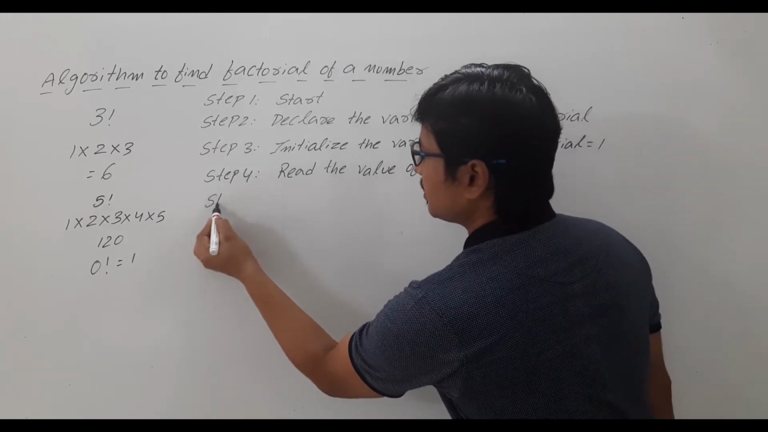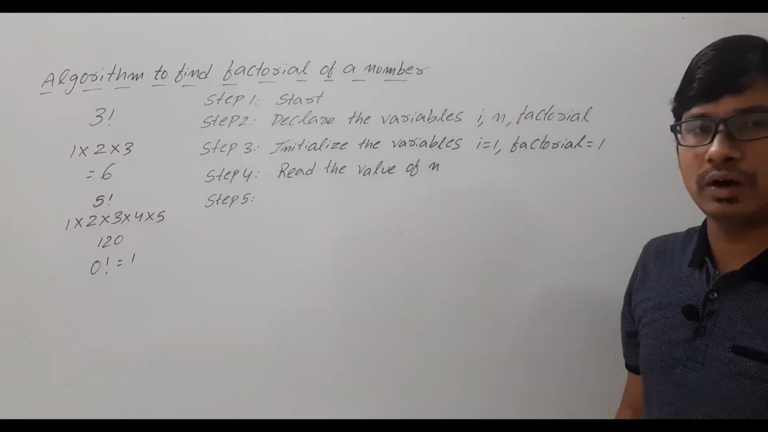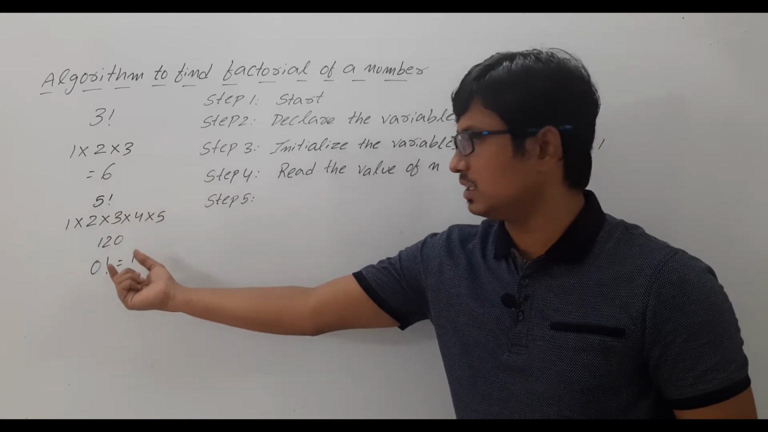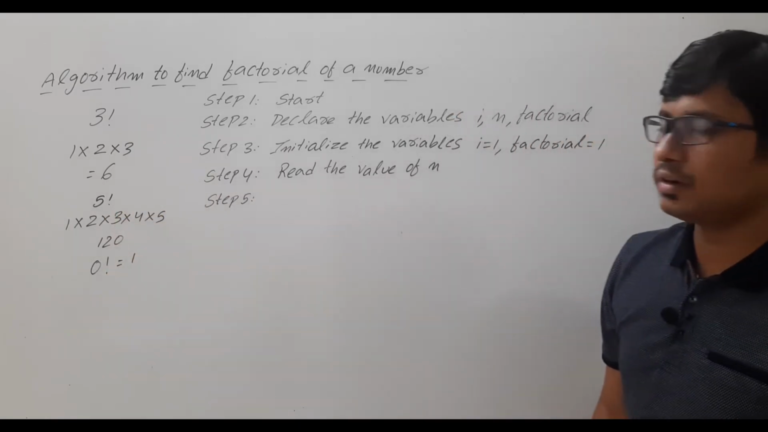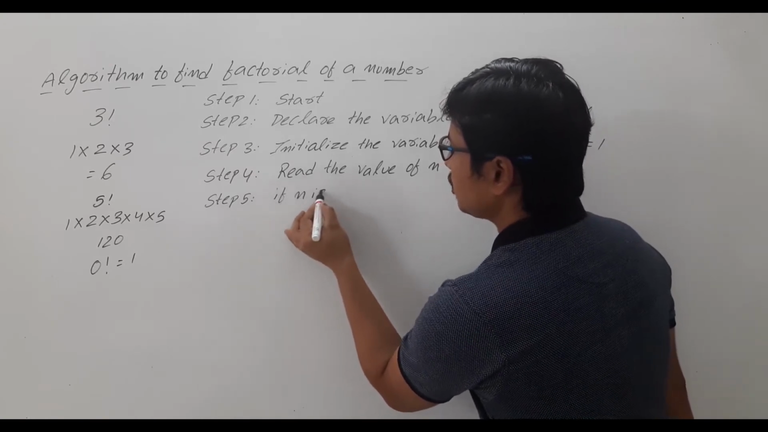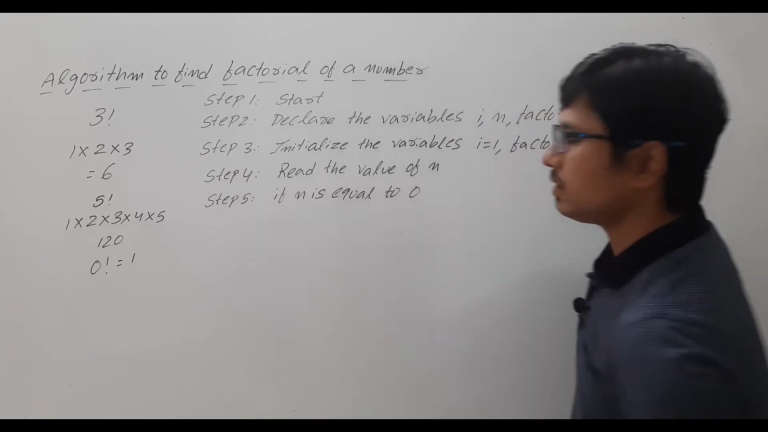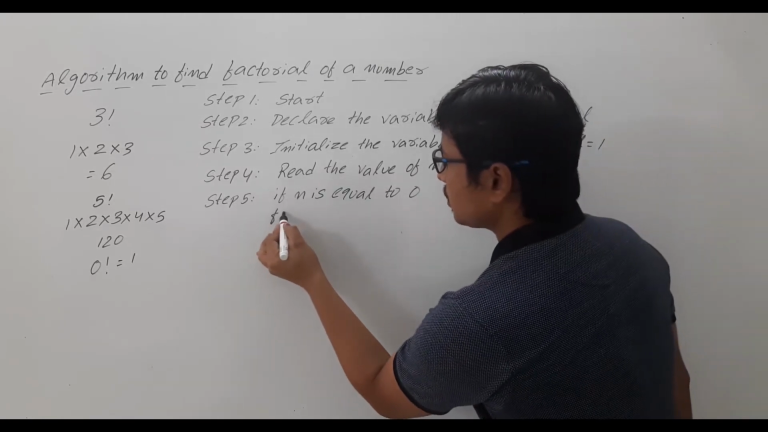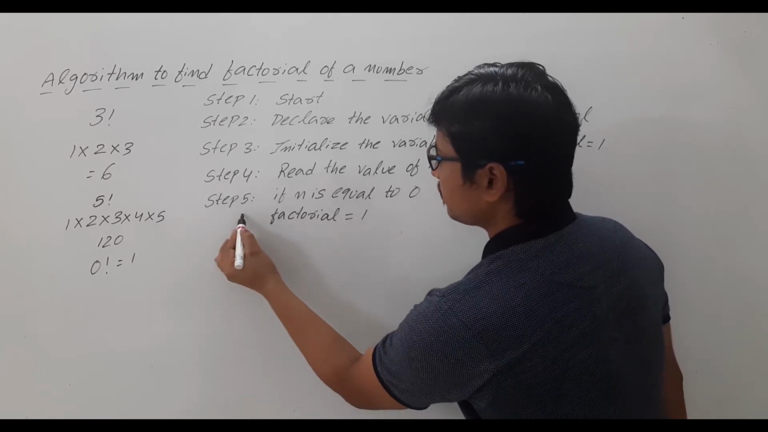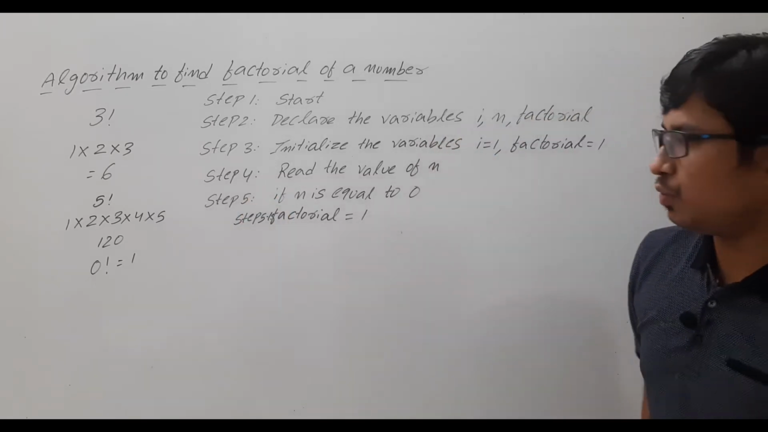What is step 5? I need to check whether n is equal to 0 or not. If it is 0, I need not do any mathematics or computation. I can simply say that factorial of 0 is 1. So, if n is equal to 0, step 5.1 says that factorial is equal to 1.